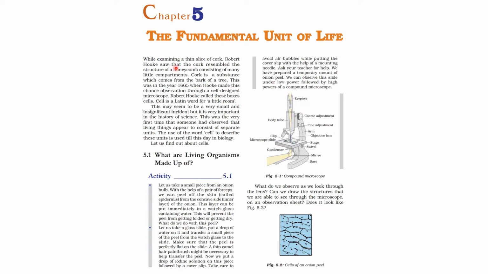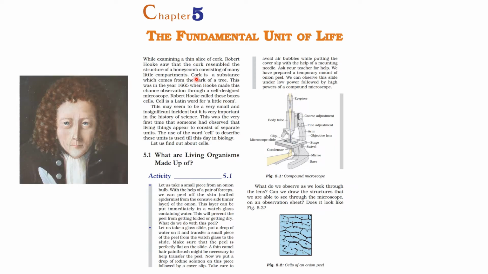In 1665, Robert Hooke, an English scientist, looked at a slice of cork under a compound microscope. He observed many tiny hollow room-like structures that resembled a honeycomb, and he called them cells. Cell is a Latin word for a little room.